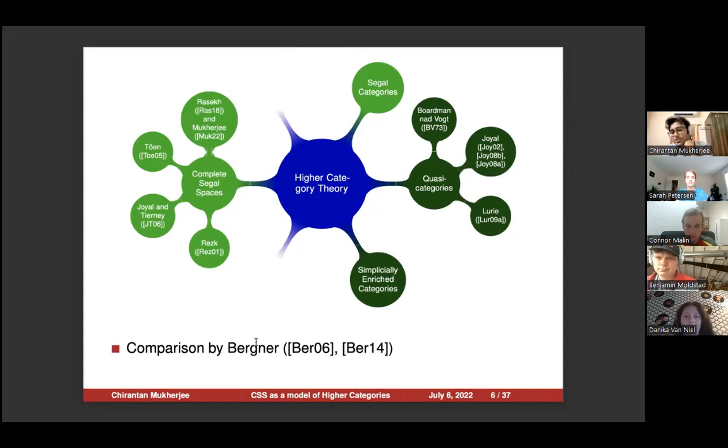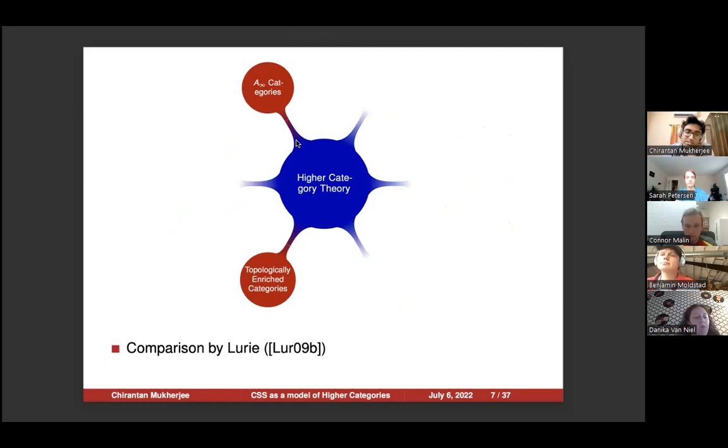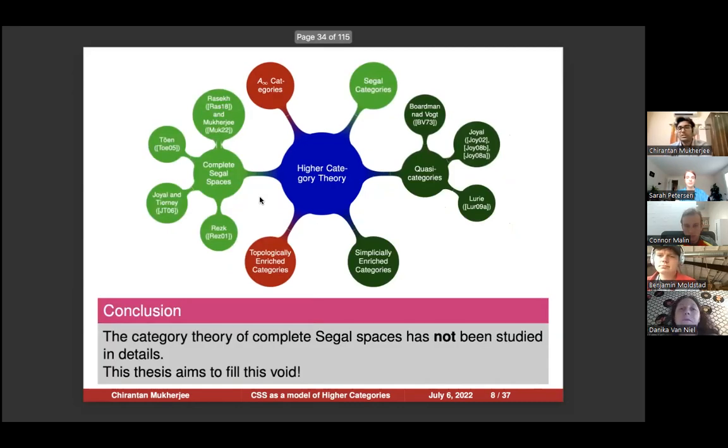Now, Julia Bergner has studied and compared several models of infinity categories, namely Segal categories, quasi-categories, simplicially enriched categories, and the complete Segal spaces, while Jacob Lurie has studied and compared the models of A infinity categories and topologically enriched categories. So although complete Segal spaces are easier to work with and way more versatile, the theory has not been developed as much as the other models. For example, quasi-categories have been. The primary aim of my thesis was to fill this gap and develop an elementary introduction to complete Segal spaces.